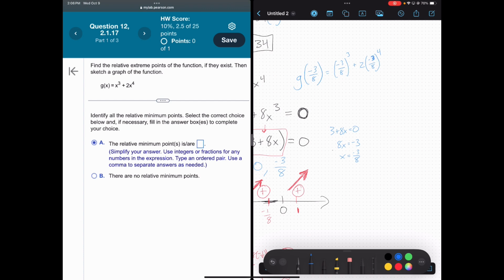Okay. And I'm left with negative, let's see, negative 27 over, what is 8 to the third power? 512, negative 27 over 512 plus 2 times, now I have to raise all negative 3/8 to the fourth power. Well, when you raise it to an even power, that negative cancels out. And so I'm left with 27 times 3 is 81 over 4,096.